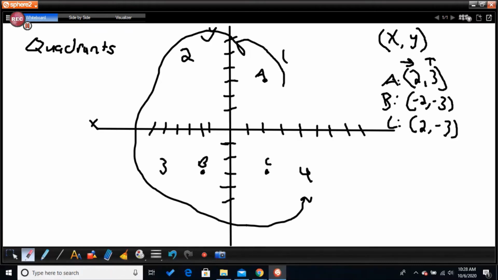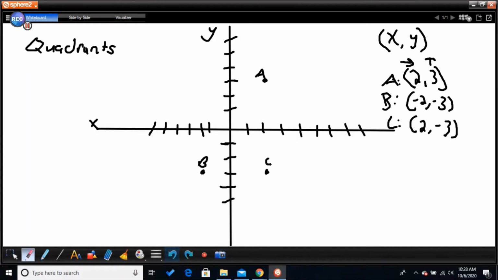So a lot of these questions will ask you, what quadrant do these lie in? So A would lie in what? Quadrant 1, like I said. B is negative 2, negative 3, quadrant 3. And then C would be 2, negative 3. That would be quadrant 4. Okay? So that's pretty much it for that. I mean, you have to remember your quadrants, 1, 2, 3, and 4. Plot your points. Over 2, up 3, left 2, down 3, right 2, down 3.